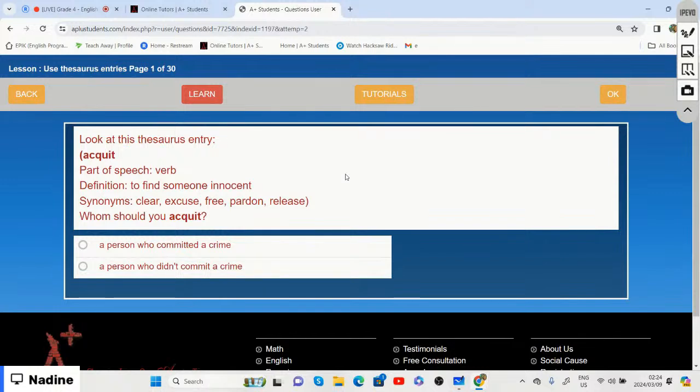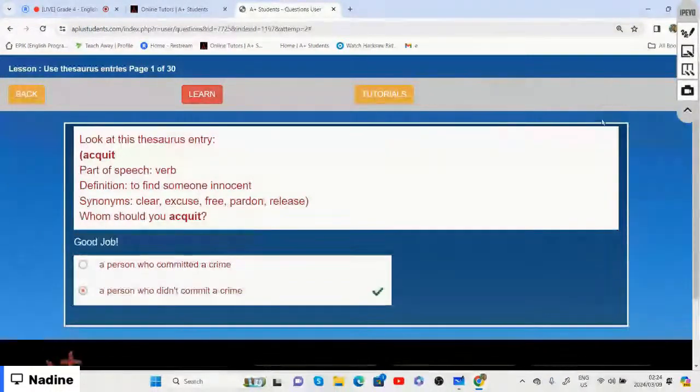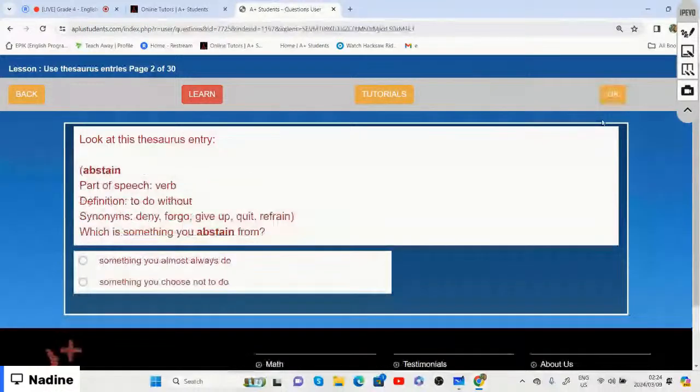All right. So if we choose the correct one, we can say it's a person who did not commit a crime, which means that the person is innocent. It's like finding the person to be innocent. All right. So well done, guys. Well done.